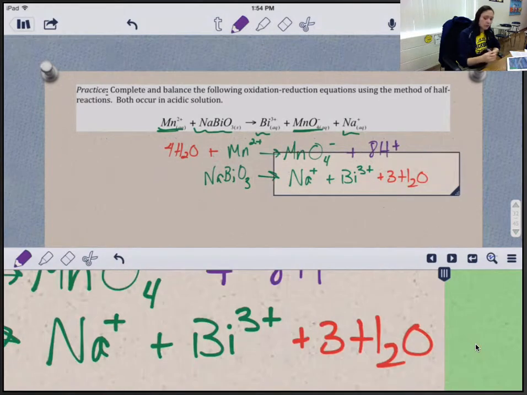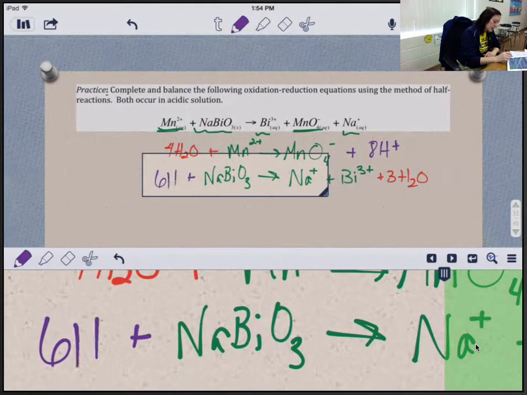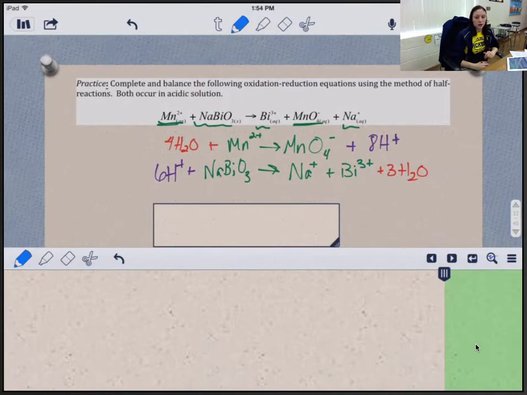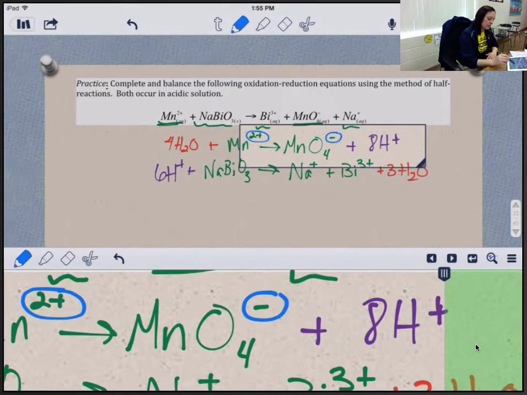I look at my bottom equation. I have 6 hydrogens on the right side, so I have to add 6 H+ to the left. Okay, now I've got my oxygens, my hydrogens, and everything else balanced. The only thing I don't have balanced now is my electrons. So if I take a look at that top equation, we balance our charges. I have Mn2+, so I've got 2 positives here. On the right, I have a negative and 8 positives.